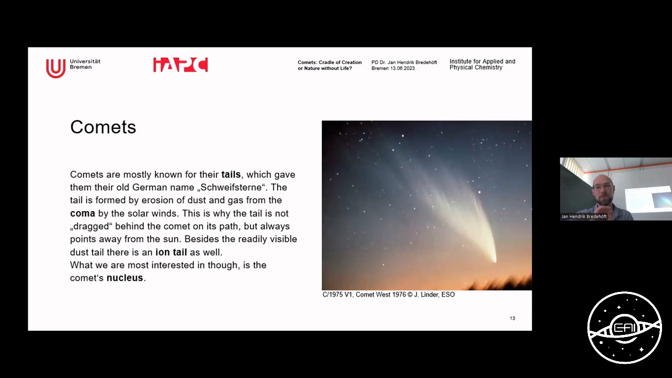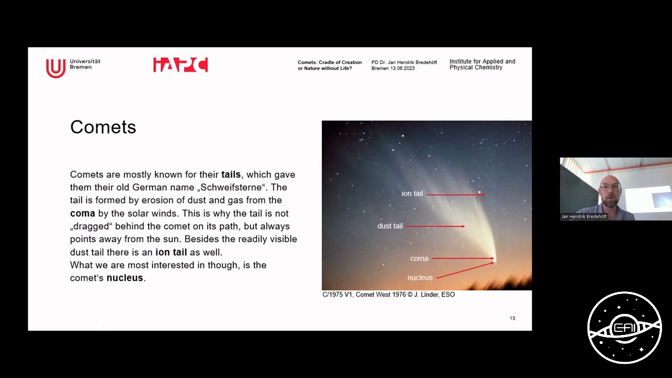And besides the readily visible dust tail, there's an ion tail as well. And I don't know whether you can really see it very well. There's a faint blue line striking up here. And so these are the two tails. And what we are mostly interested in, though, is the nucleus. So this is the part of the comet that is hardest to observe remotely. But this is where much of the chemistry happens. Oh yeah, I've actually got annotations in the picture, sorry.